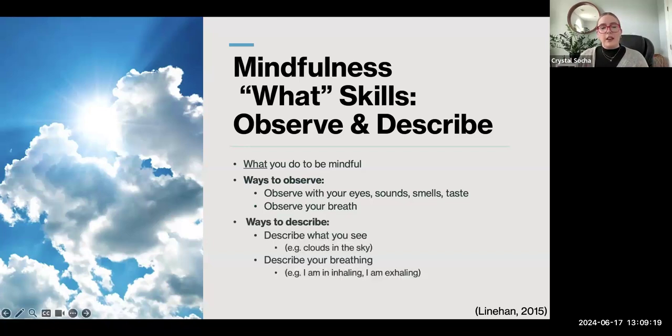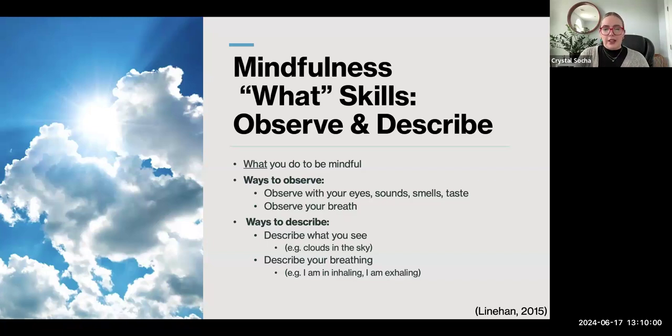And then when you're thinking about describing, you want to describe what you see. So this might look like describing clouds in the sky. If I was describing this image to the left, I might say blue, shining sun, white, fluffy clouds. And so now I'm labeling what I'm seeing. If I'm describing my breathing rather than noticing it, with observing, I might just notice the way my body is inhaling and exhaling, but with describing, I'm actually labeling. I'm inhaling and I'm exhaling.